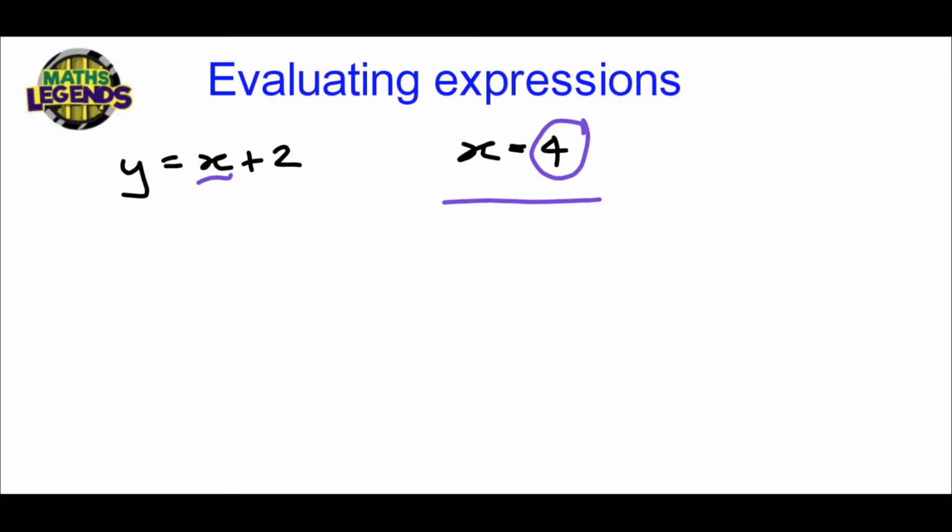So let's write this out again. y equals, now instead of x we're going to write 4 plus 2. Now we kept everything in the same place and just replaced x with 4. And then we simplify. So we have y equals 4 plus 2, which is 6. So here the answer is 6. Let's look at another example.